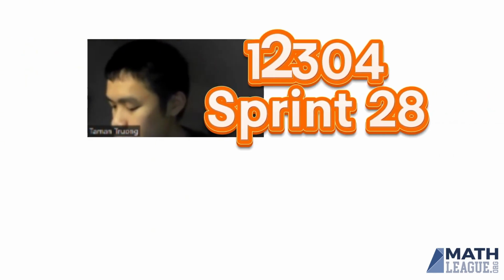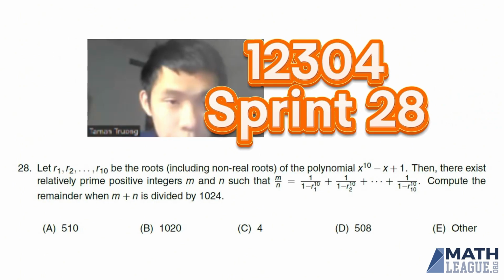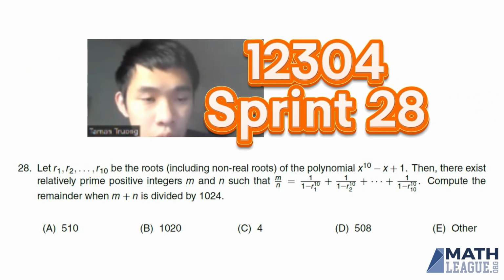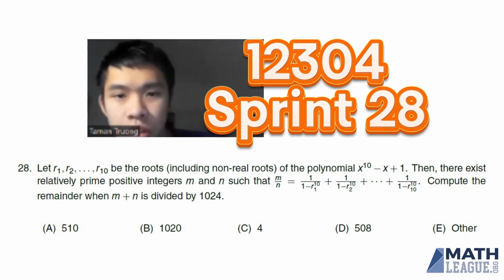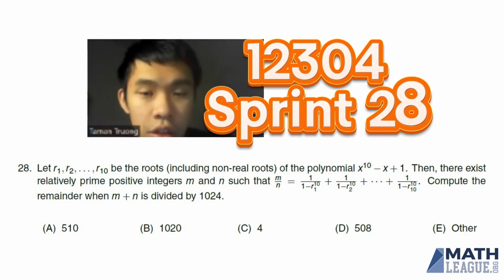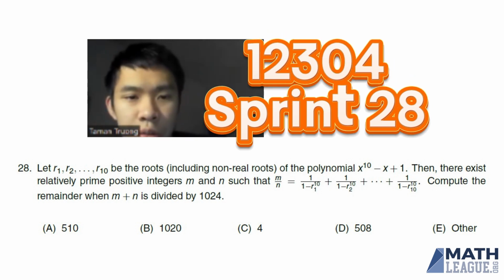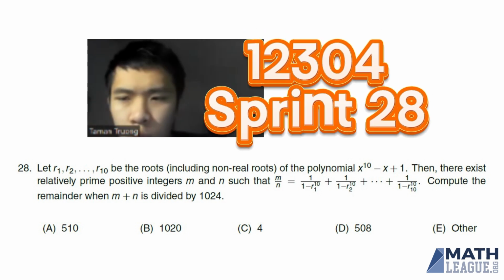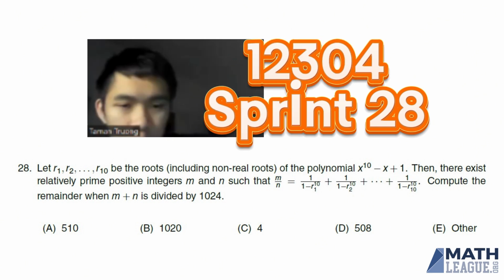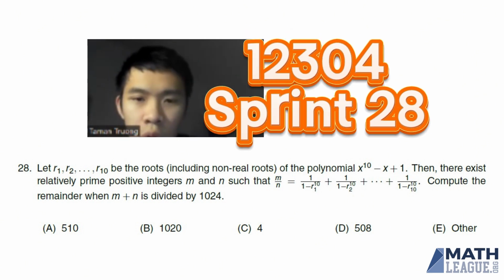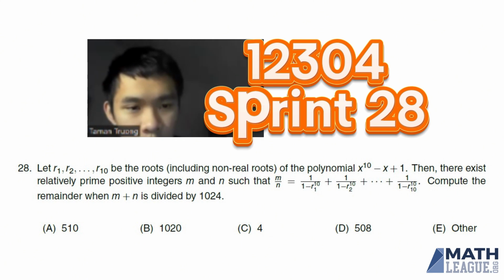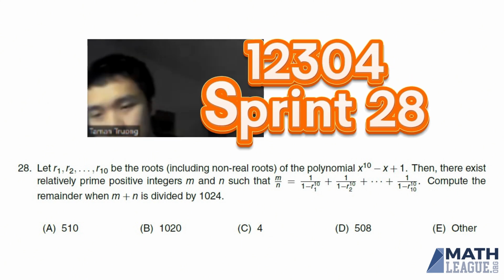We're going to go over sprint number 28. We have 10 roots, r1 through r10, of the polynomial x to the 10th minus x plus 1. Then there exist relatively prime positive integers m and n such that m over n equals 1 over 1 minus r1 to the 10th plus 1 over 1 minus r2 to the 10th all the way to 1 over 1 minus r10 to the 10th. Compute the remainder when m plus n is divided by 1024.